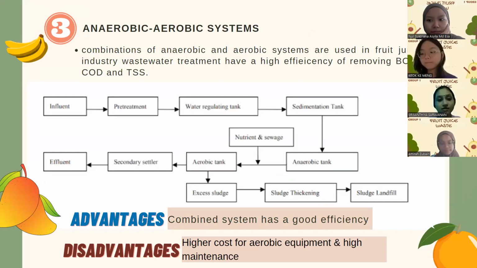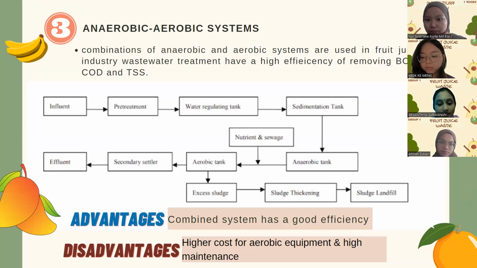Thank you, Mandy. So I'll continue the presentation about the anaerobic-aerobic system. It is a combination of anaerobic and aerobic systems that is used in the fruit juice industry for high efficiency in removing BOD, COD, and total soluble solids. So these are the processes involved in the anaerobic and aerobic system.